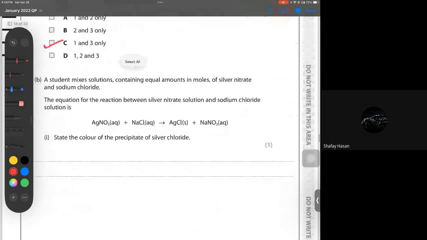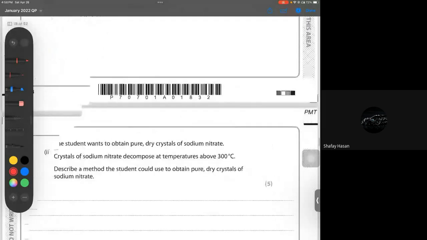A student mixes solutions of silver nitrate and sodium chloride. The equation for the reaction is this. State the color of the precipitate. Of course, it's silver chloride, white color.